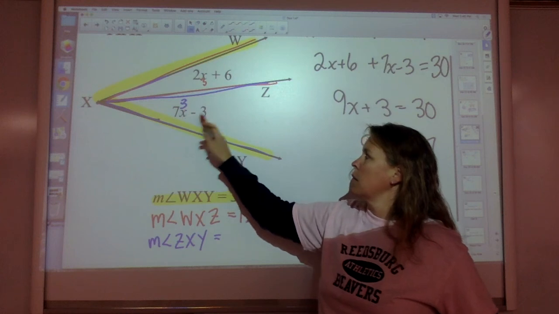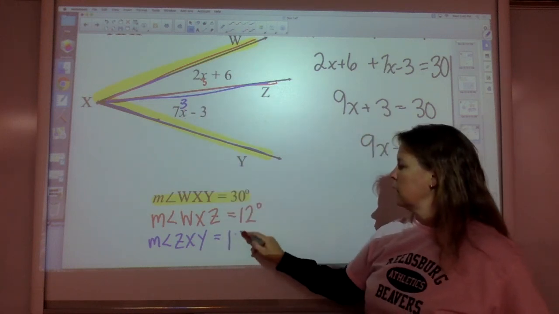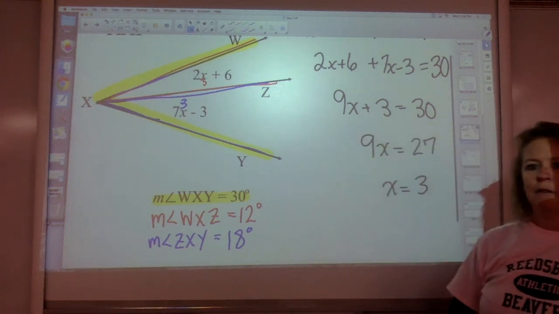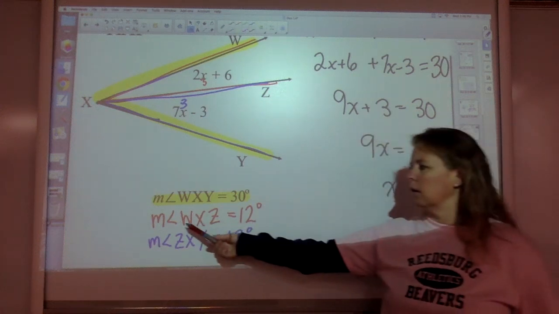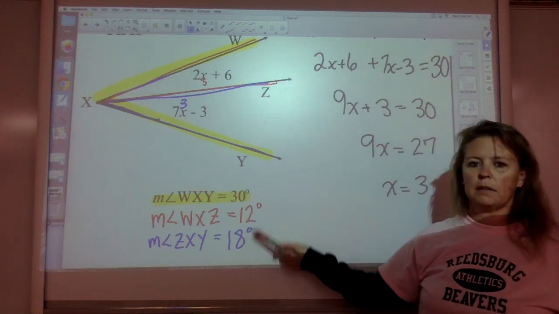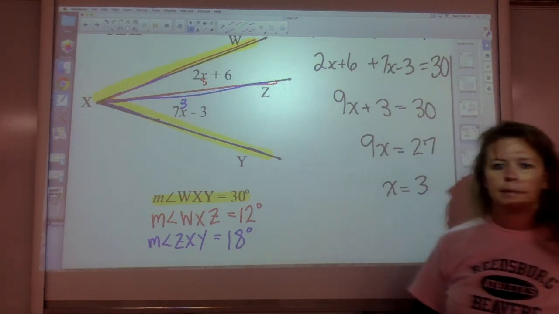7 times 3 is 21. 21 minus 3 is 18. Don't forget the degrees. Don't forget the measure. If you are asked for the measure of the angle, you write measure of the angle. Now you can double check. 12 plus 18 is 30 degrees.